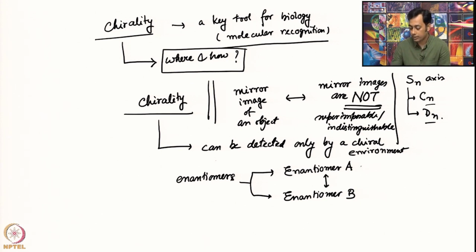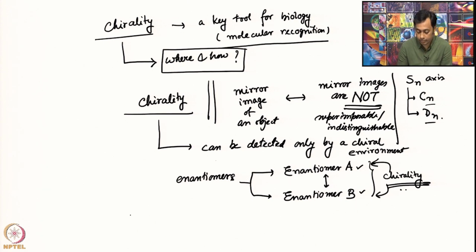Now, all the physical properties of enantiomers A and B will be very similar, and all the chemical properties will also be very closely similar. The only thing that differs is when you put them in a chiral environment. So only chirality can distinguish between enantiomer A and enantiomer B.